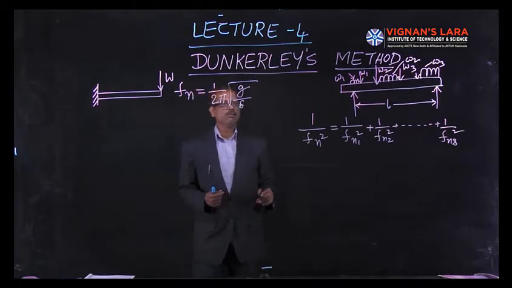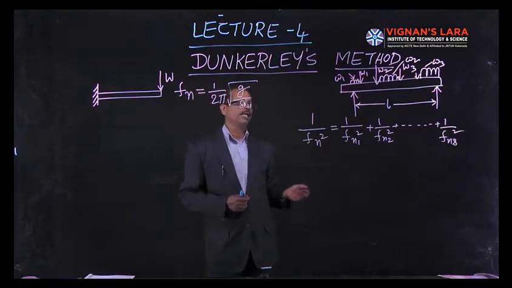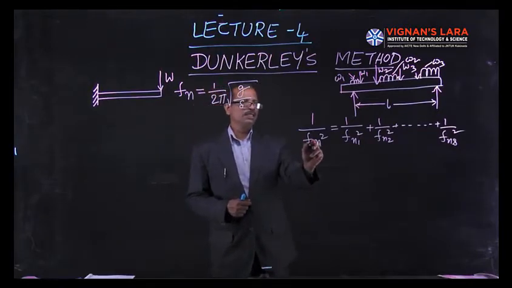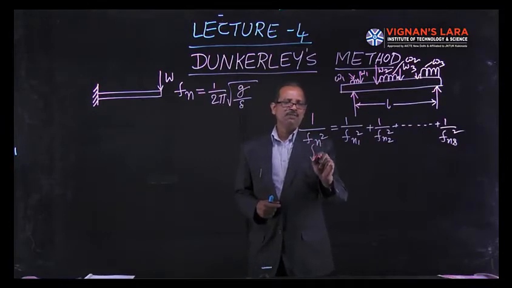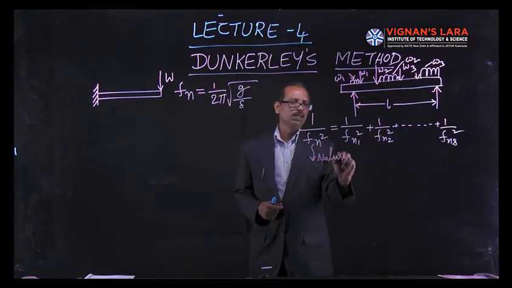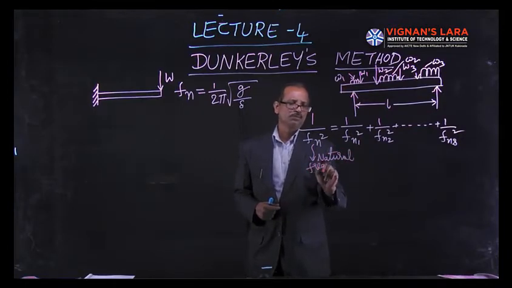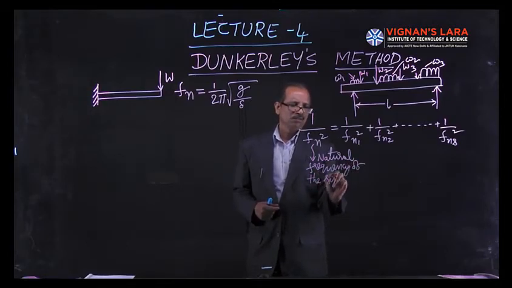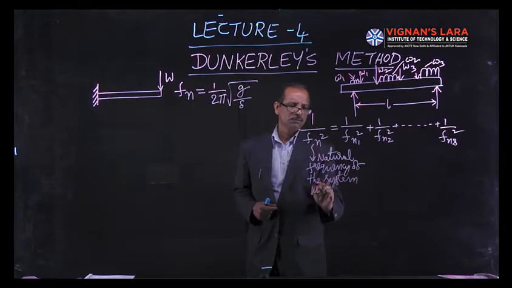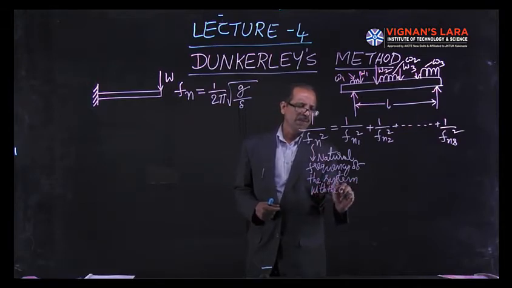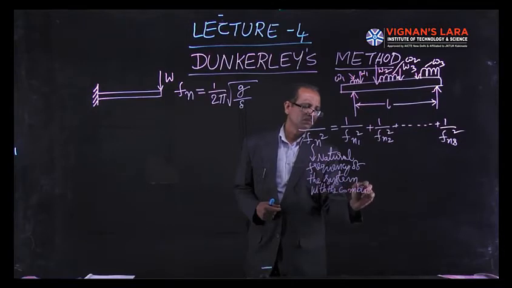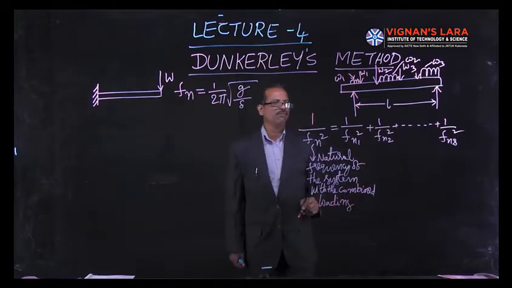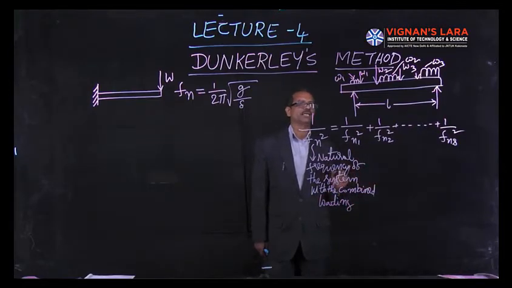So here, what is the left hand side Fn? What is the right hand side Fn1, Fn2, Fns? Let us see. Fn on the left hand side is the natural frequency of the entire system, the natural frequency of the system with the combined loading. Then what are these Fn1, Fn2, Fn3, and so on, and Fns?